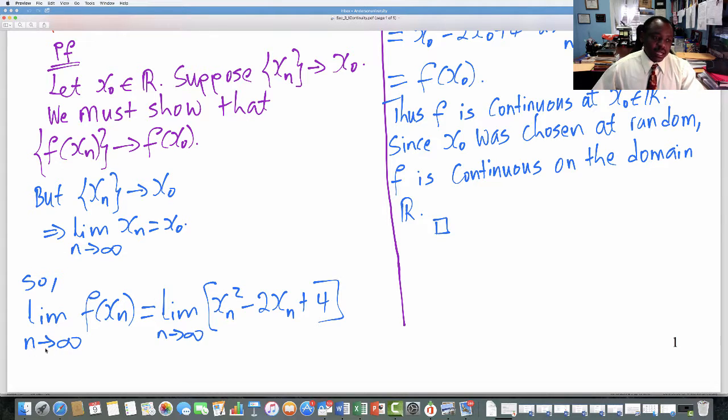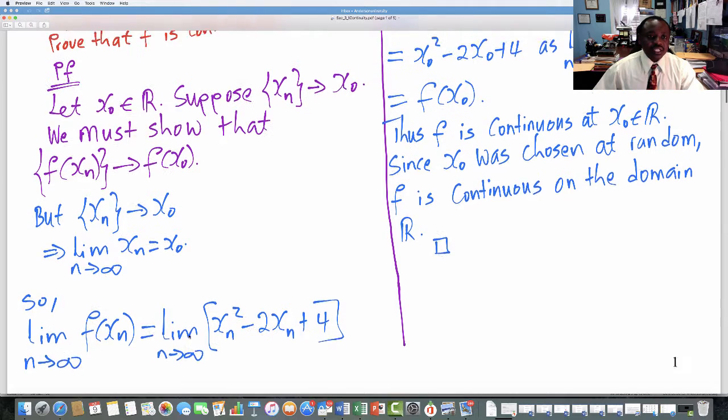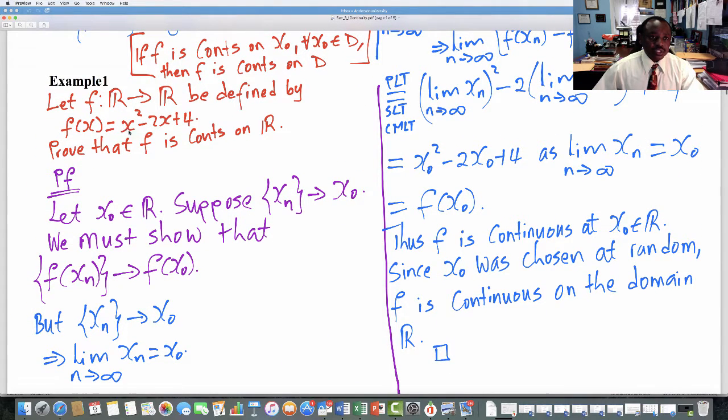So the limit as n approaches infinity of f of xn equals the limit as n approaches infinity. Wherever you see x, you replace that with xn. So that is the limit as n approaches infinity. This is our function f right here.